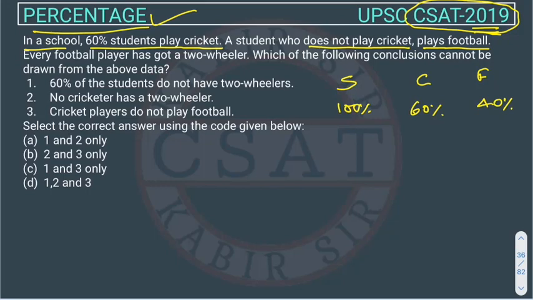right? But there may be some players who are playing cricket, they are also playing football, but it is not given, right? Every football player has got a two-wheeler. So these football players have a two-wheeler. Every football player, they have written every. You have to focus on the keyword, this every, only, okay. Which of the following conclusions cannot be drawn? This is also important. We have to answer which conclusions are false from here, right? So we have to answer only those conclusions which are wrong, okay. So the first conclusion is 60% of the students do not have a two-wheeler.